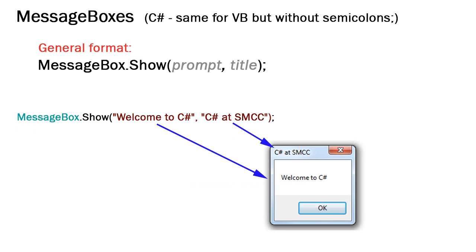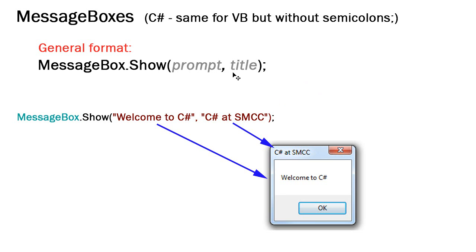I can also change this format a little bit and put 2 values inside the parentheses. The first one's going to be my prompt, and the second one's going to be a title. The show method of the MessageBox class is what we call an overloaded method. It can take different parameters or different arguments, and based on those, give us different results. But each method is named the same.